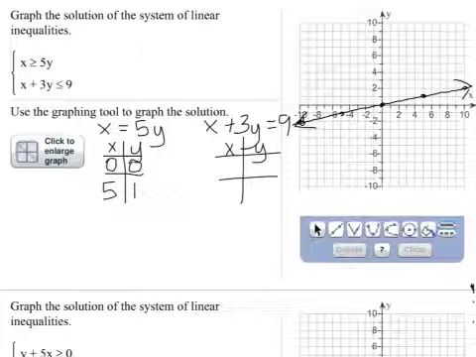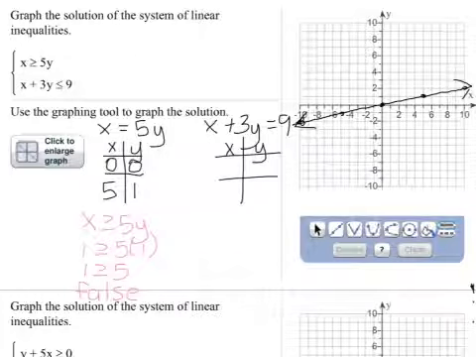So there is that first line graphed. Now I'm going to test a point for that line to see which side of the line I should shade, either above the line or below the line. Now, one of the problems on this one is I can't test 0, 0 because it's on my line. So I think I'll test 1, 1.